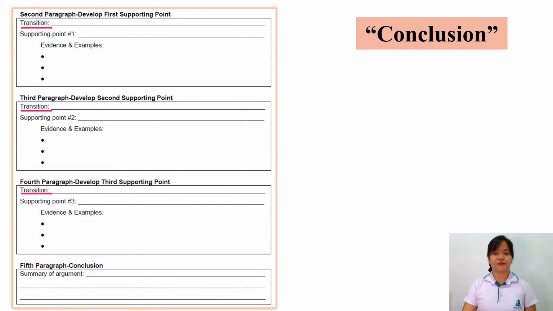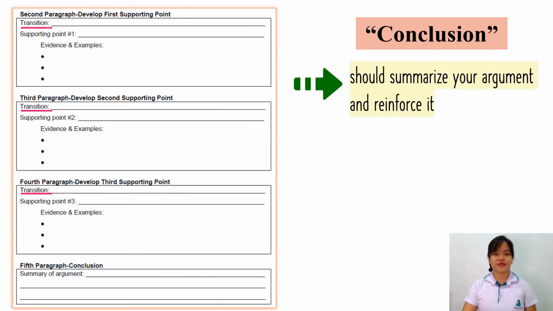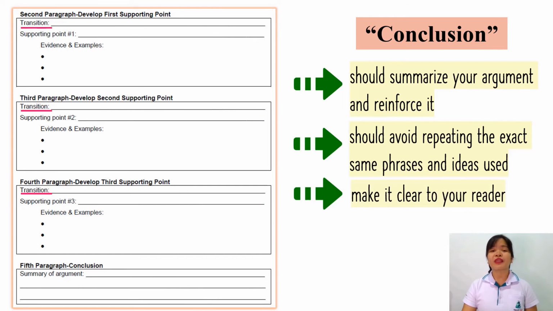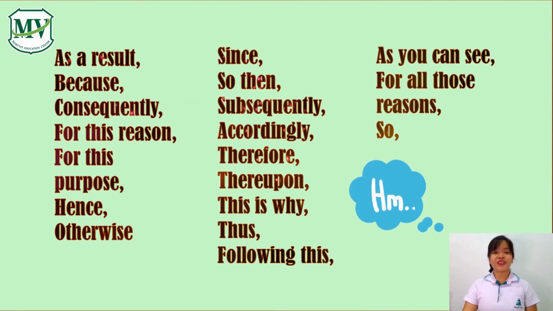Lastly, the conclusion. This is the last part of an essay. This is where you should summarize your argument and reinforce it. This is where you should avoid repeating the exact same phrases and ideas you used in your introduction. Try to make it clear to your reader exactly why you think they should agree with you and what you expect them to do with this information. These are example words that can be used in writing your conclusion. You can again pause the video if you want to read it on your own.